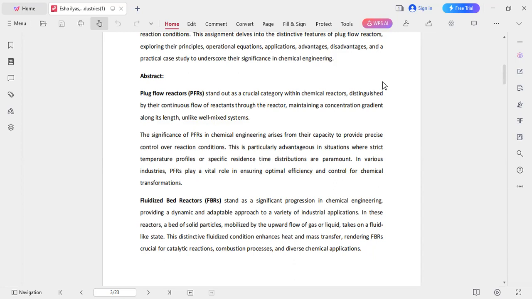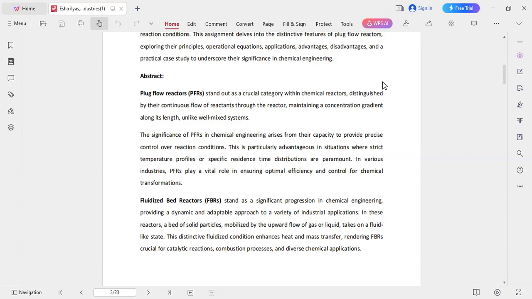The second one is fluidized bed reactors. Fluidized bed reactors stand as a significant progression in chemical engineering, providing a dynamic and adaptable approach to a variety of industrial applications. In these reactors, a bed of solid particles, mobilized by the upward flow of gas or liquid, takes on a fluid-like state.